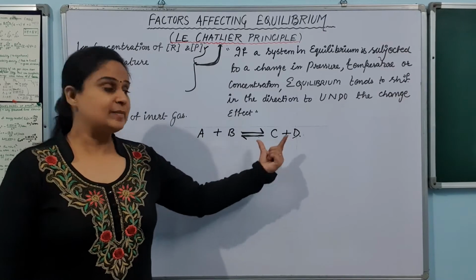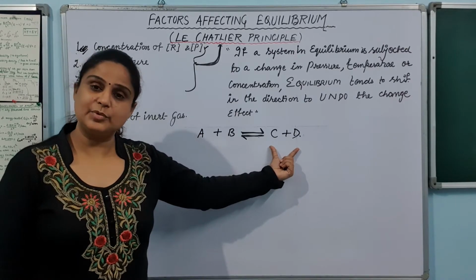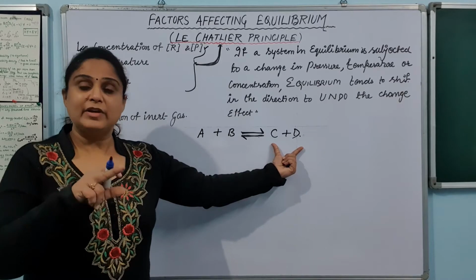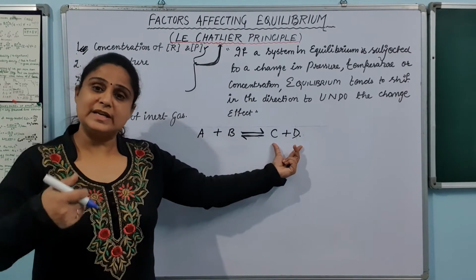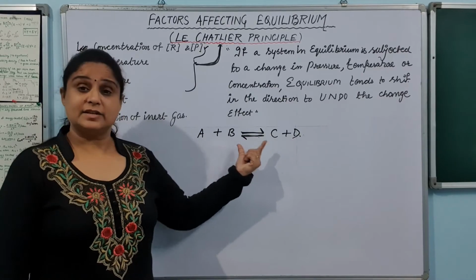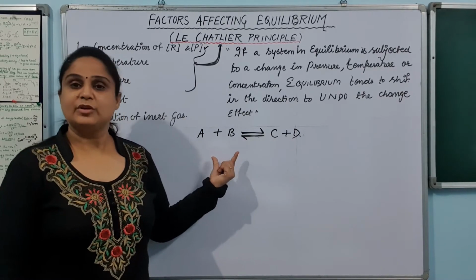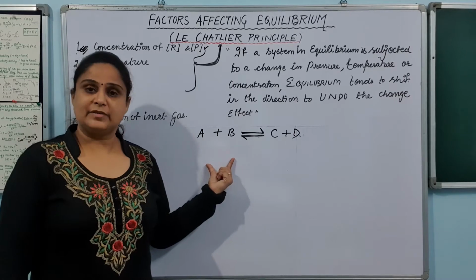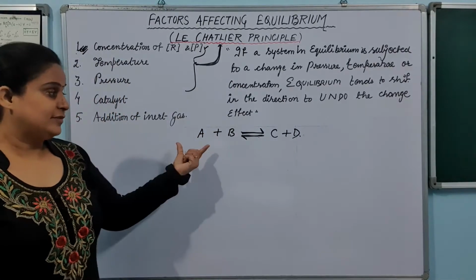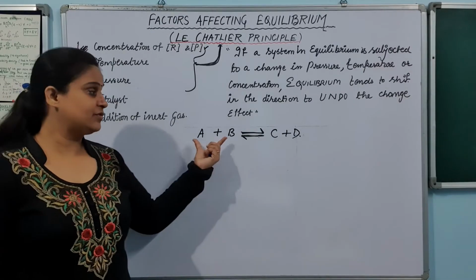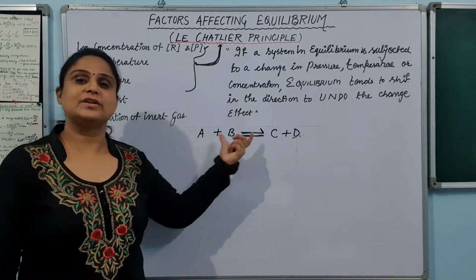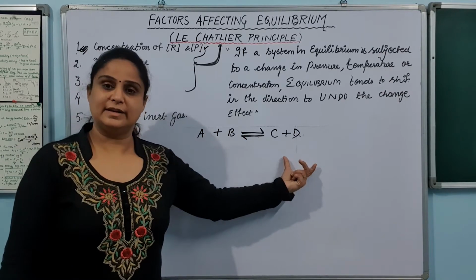In the same way, if I am increasing C and D, means I am increasing the product, then what will happen? Since products are increased, the changes will be done in such a way that the product will be lesser. And how will it happen? In that case, the reaction will move in the backward direction, so that C and D will be converted back into A and B. So we can easily see here, if we want more product, we have to increase the reactant so that the equilibrium will be shifted to the right hand side, to the forward reaction.